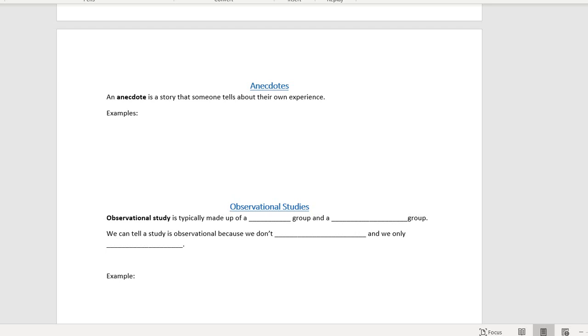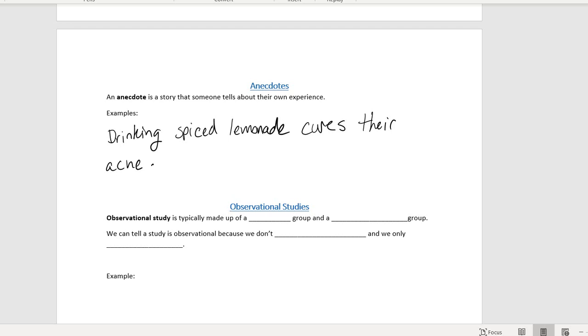An example of this would be somebody telling us that drinking spiced lemonade cures their, let's say, acne. In this example, the spiced lemonade would be the treatment, and their acne would be the response. Here are a couple of different reasons why this isn't scientifically sound.